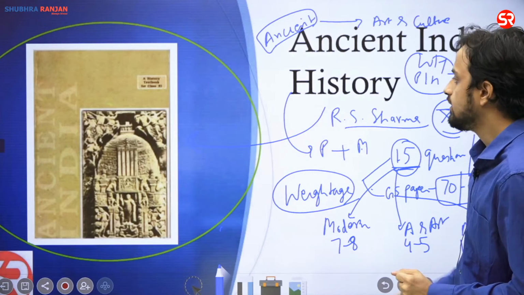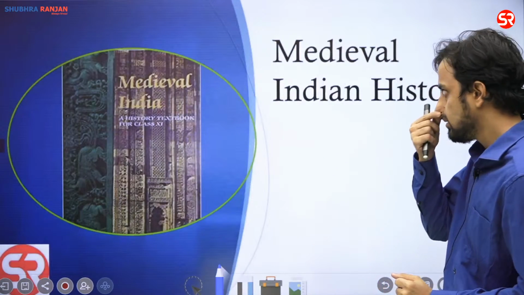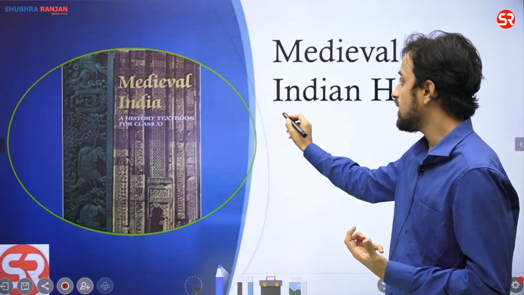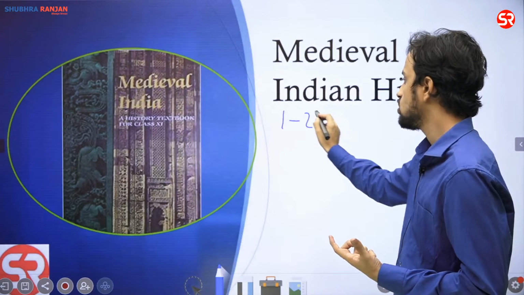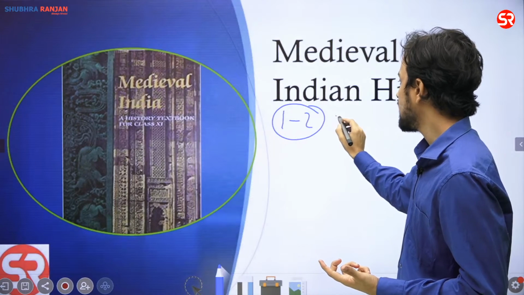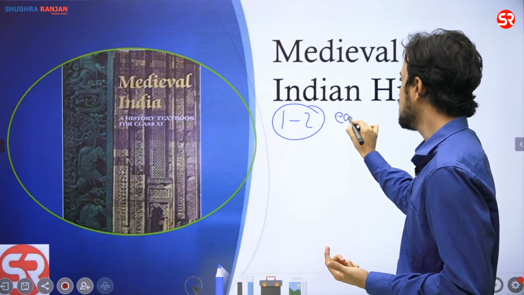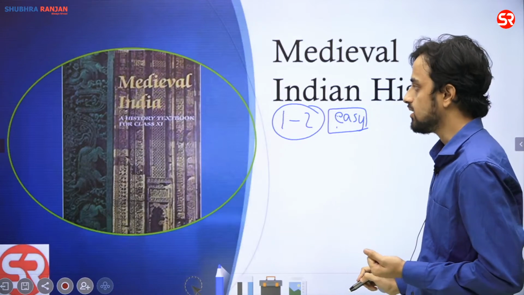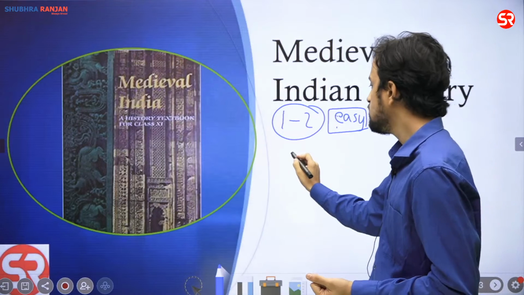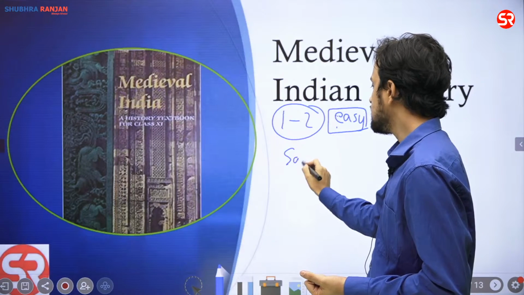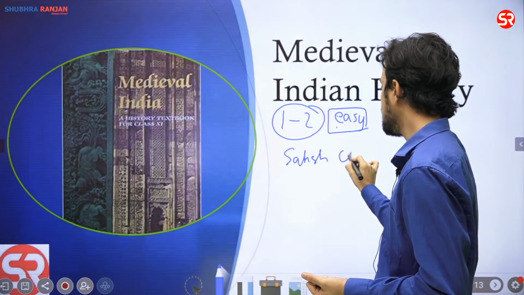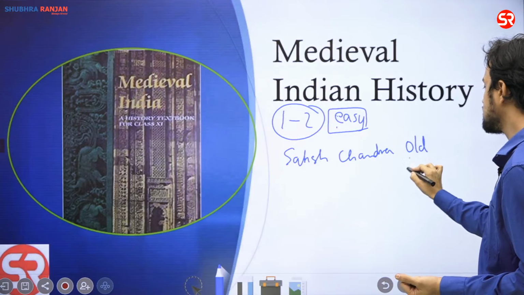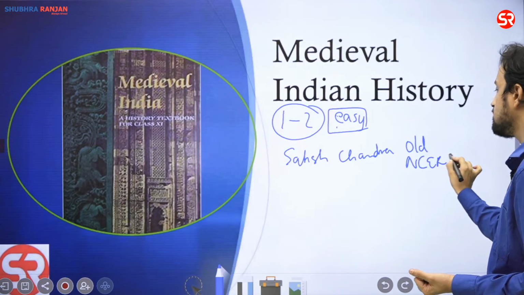Now the other thing is about medieval Indian history. Medieval Indian history is considerably less important, but the rule of thumb for prelims is don't ignore it. It will give you 1 or 2 questions, and these questions are relatively easy, and when they're easy, it's a sin to leave them in the prelims examination. For medieval Indian history, if there is any book to read, it must be Satish Chandra's old NCERT for the 11th class.